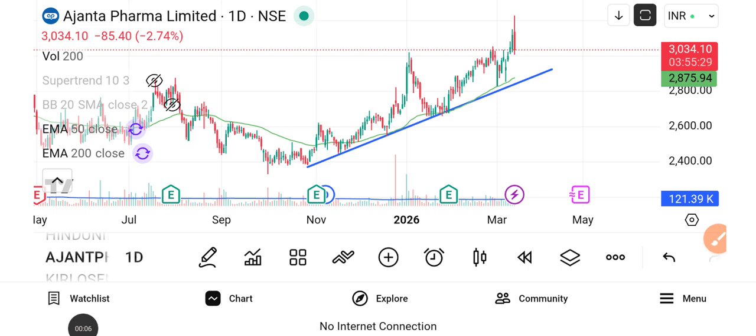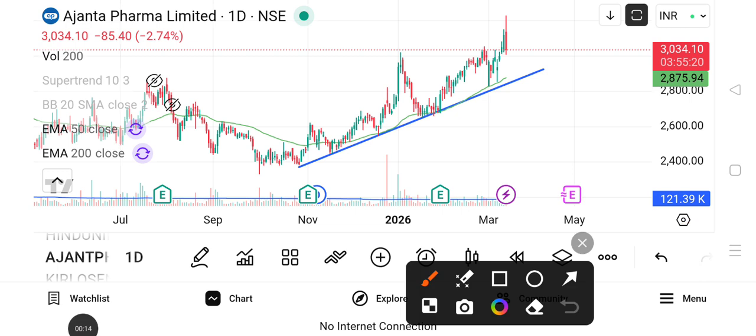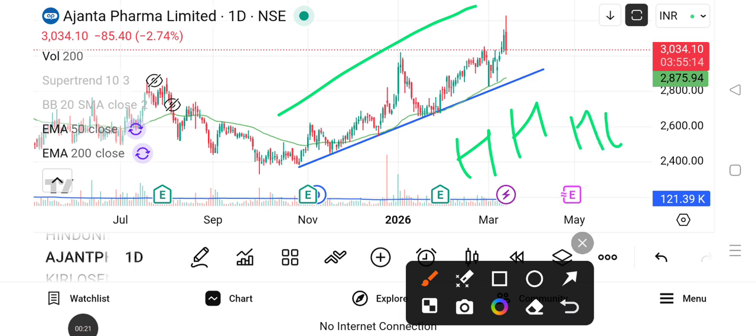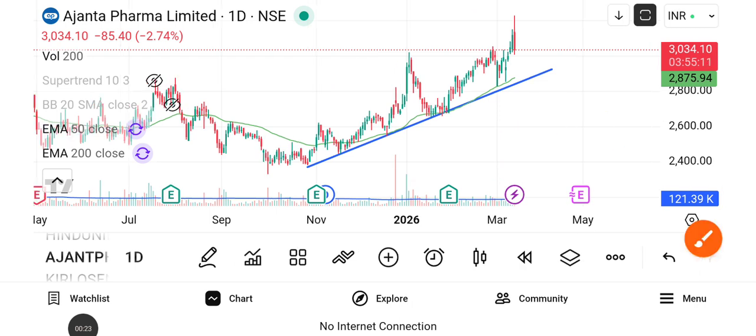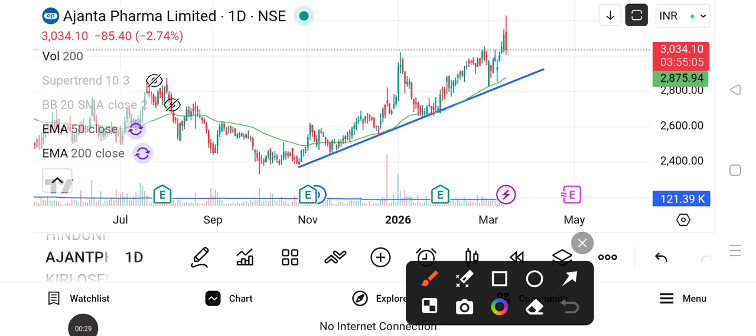So, friends, in front of us we have the stock of Ajanta Pharma Limited, and what you are seeing is a daily chart. Here you can see the stock is making a higher highs and higher lows formation. As per Dow Theory, this is considered to be a good pattern. Higher highs, higher lows means the stock is in an uptrend. So it has to respect this trend line.